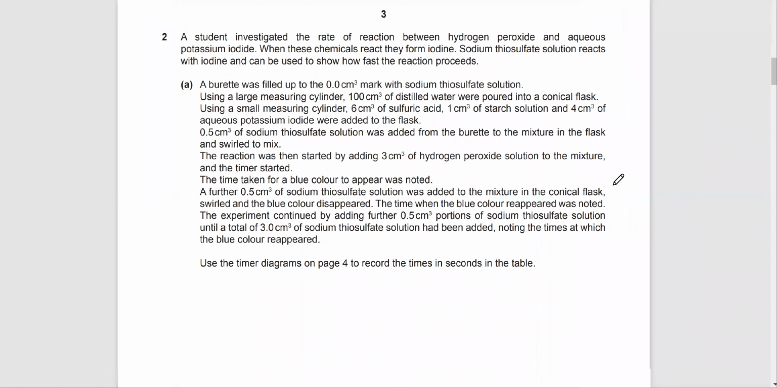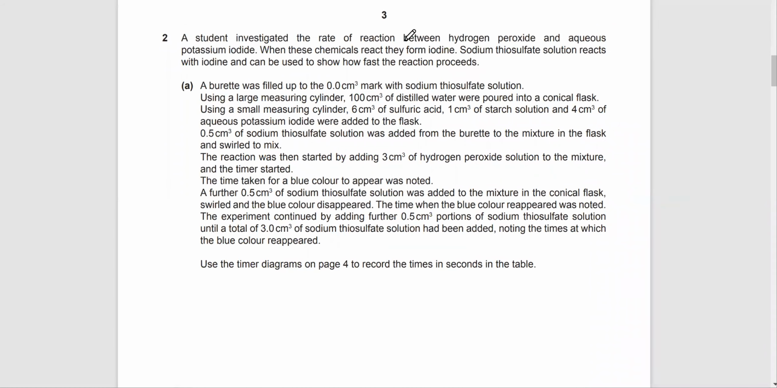you're given a question. A student investigated the rate of reaction between hydrogen peroxide and aqueous potassium iodide. Now, this is an experiment that's being done, and nowhere have you studied this experiment. Usually this is what's going to happen. You're going to be given an experiment in ATP that you've never actually heard about. So it's all common sense and your general knowledge of chemistry, and you're going to apply it over here.